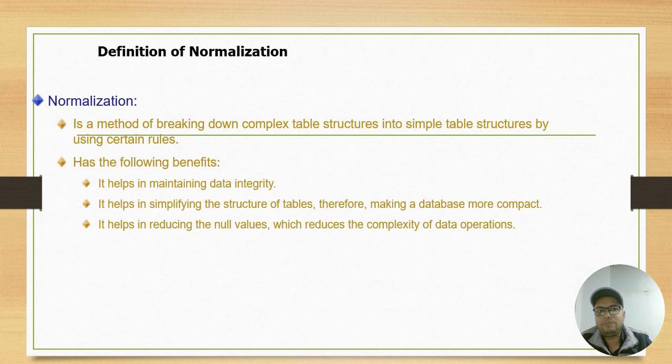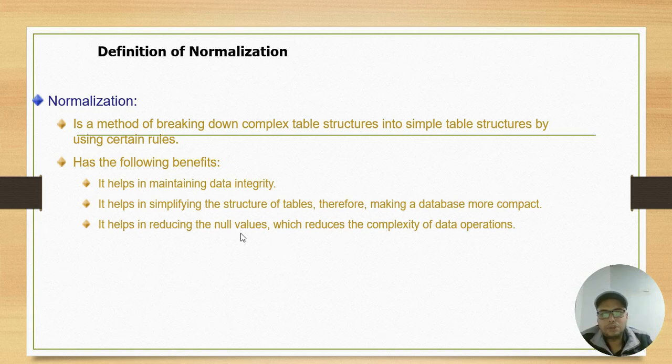Now let's see what are the benefits of normalization. It helps in maintaining data integrity. What do you mean by data integrity? Data integrity means data should be accurate, correct, right? That is called data integrity. It helps simplify the structures of tables, therefore making the database more compact. Definitely, this helps make our tables well structured in systematic order. That's why the database is going to be more compact, right?